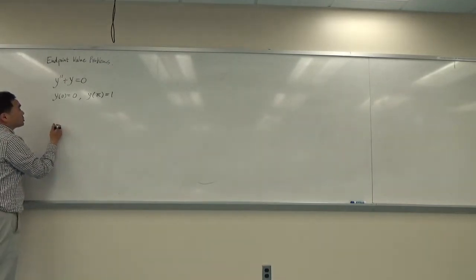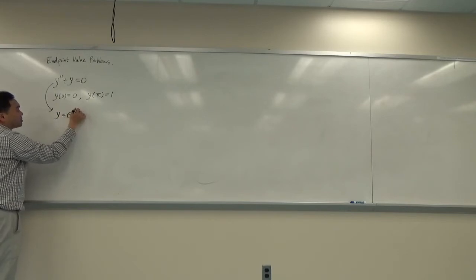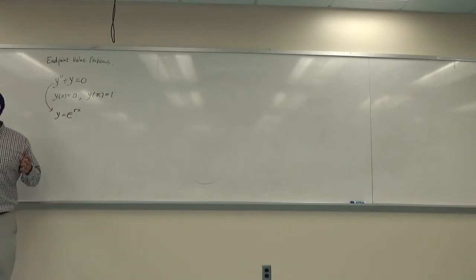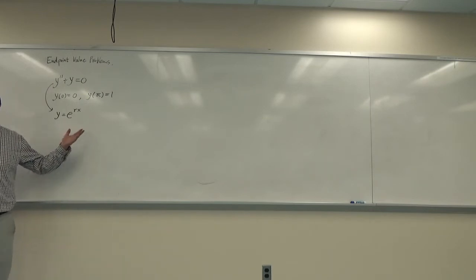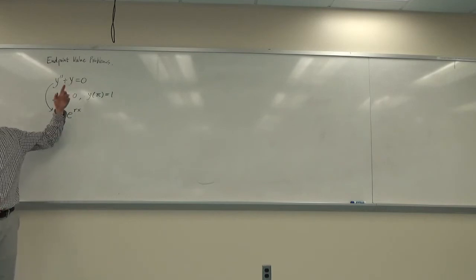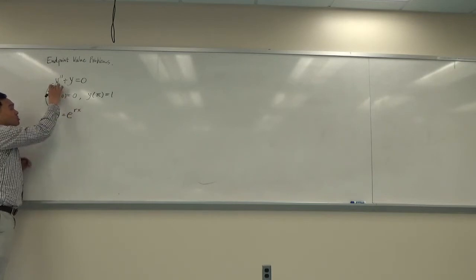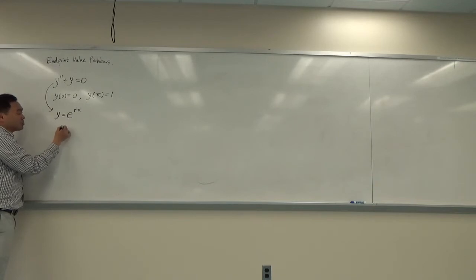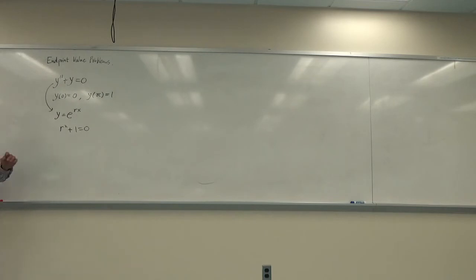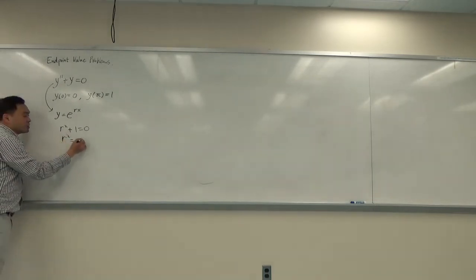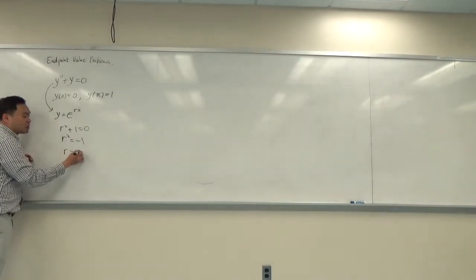Now, for this one, again, I can plug in e to the rx in there. And by now, you kind of see what the result is, right? If you differentiate twice, you get r squared, and if you don't differentiate at all, you just get 1. So if you plug this in and simplify by dividing by e to the rx, the resulting equation is r squared plus 1 equals 0. Then r squared equals -1, which means r is equal to plus or minus i.